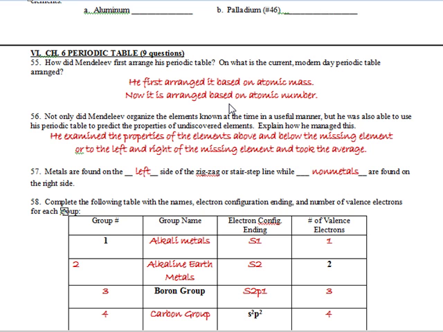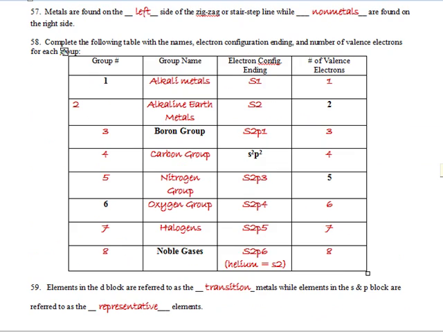Number 57. Metals are found on the left side of the zigzag or the stair-step line, while nonmetals are found on the right. The majority of the periodic table are metals. There's only a few of the nonmetals. Number 58, basically just asking you to go through your notes and look at the different names of the groups and what they end in.